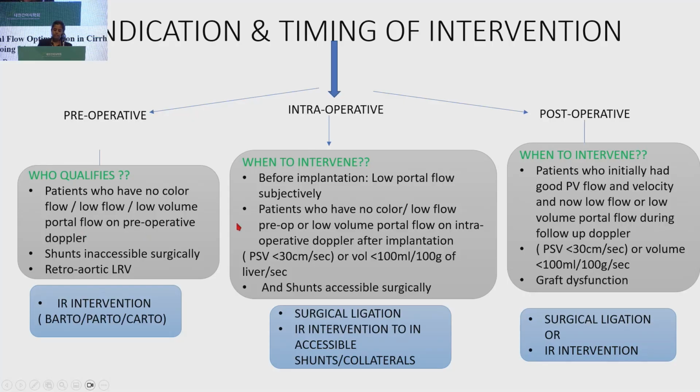And during surgery, if we feel that after hepatectomy there is subjectively a low portal flow, and if after implantation the PSV is less than 30 centimeters per second or volume less than 100 ml per 100 gram, and they have surgically accessible shunts, these undergo surgical ligation or intraoperative intervention. And patients requiring postoperative intervention are the ones who develop graft dysfunction or abnormal portal flow values during the postoperative period. These undergo either surgical intervention or IR guided intervention.